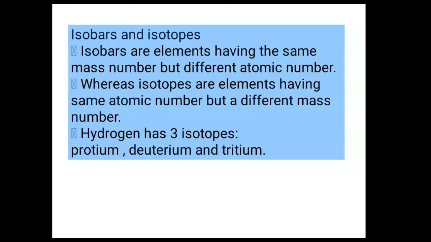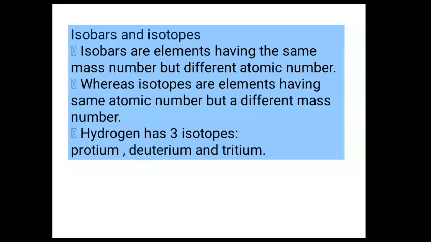Now next is isobars and isotopes. So what are isobars first of all? Isobars are the elements having the same mass number but different atomic number. They are just the reverse of isotopes. So what are isotopes? Isotopes are elements having same atomic number but different mass number. For example, hydrogen has got 3 isotopes. 1H1 means protium, 1H2 means deuterium, 1H3 means tritium. So these are the 3 isotopes of hydrogen atom.